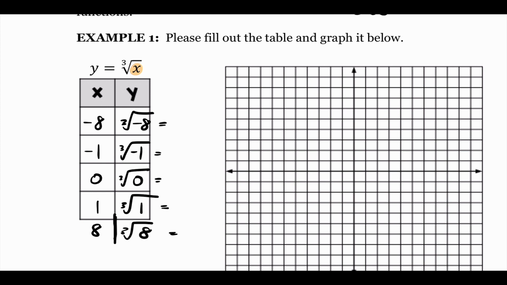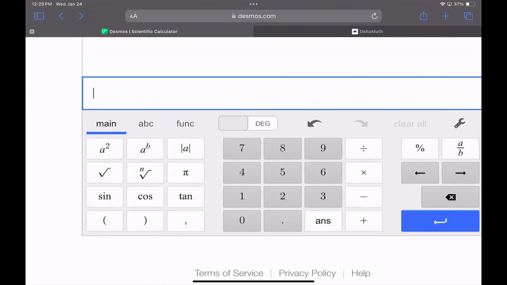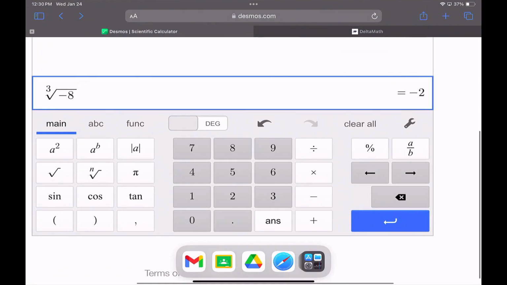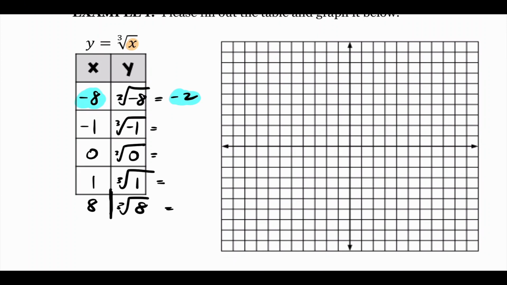So go to my calculator. Cube root, -8. -2. There's my first dot. When I plug in -8, I get -2. So I go left 8, down 2.